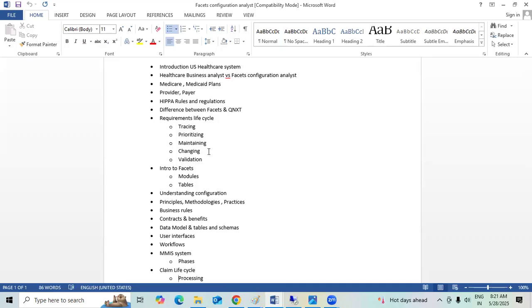Hence I'm covering the healthcare topics here, so that you'll know the difference between a Facets business analyst versus a healthcare business analyst versus a Facets configuration analyst. Based on that, we'll be discussing the remaining things. Okay, this is all about this, and from tomorrow onwards, we're going to discuss provider systems and payer systems, right? That part will start from there, so that you'll have a detailed understanding of this.